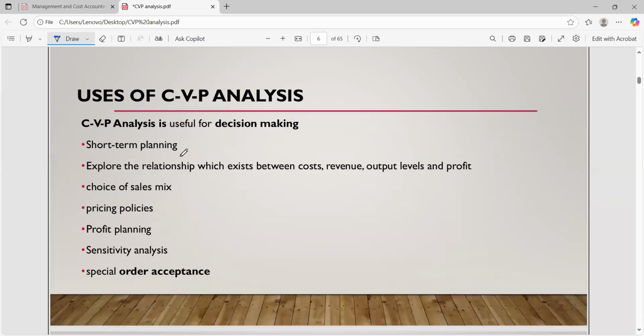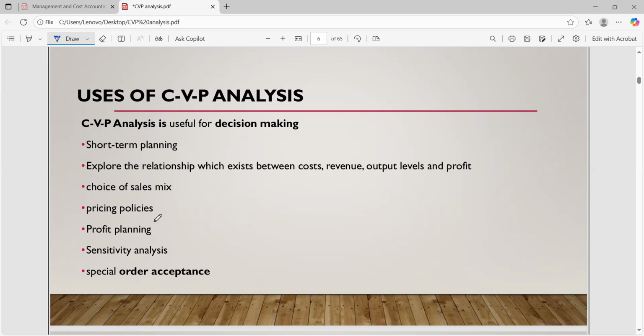We can use it for short-term planning. We can explore the relationship which exists between cost, revenue, output levels, and profit. It can be used for the choice of sales mix to engage in. It can be used for pricing policies. It can be used for profit planning. It can be used for sensitivity analysis, and it can be used for special order acceptance.